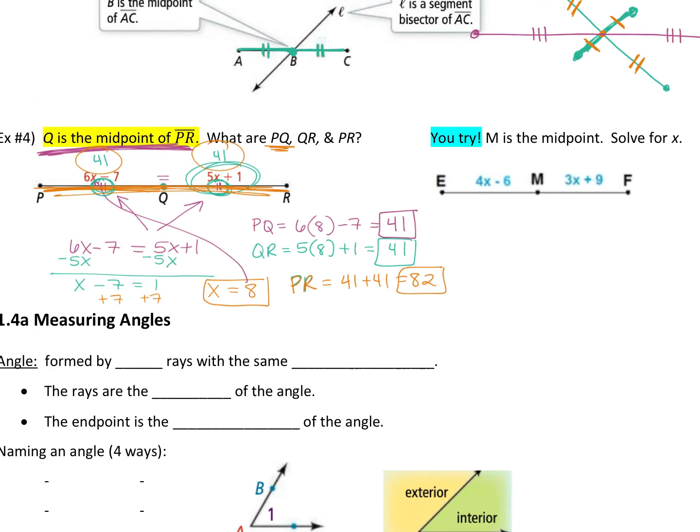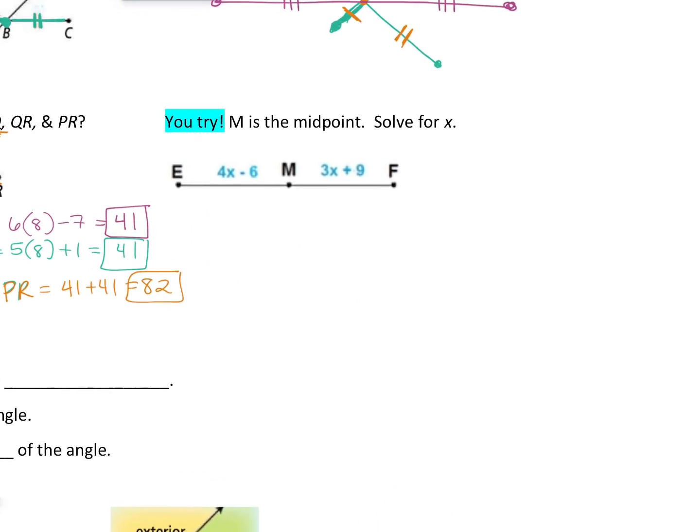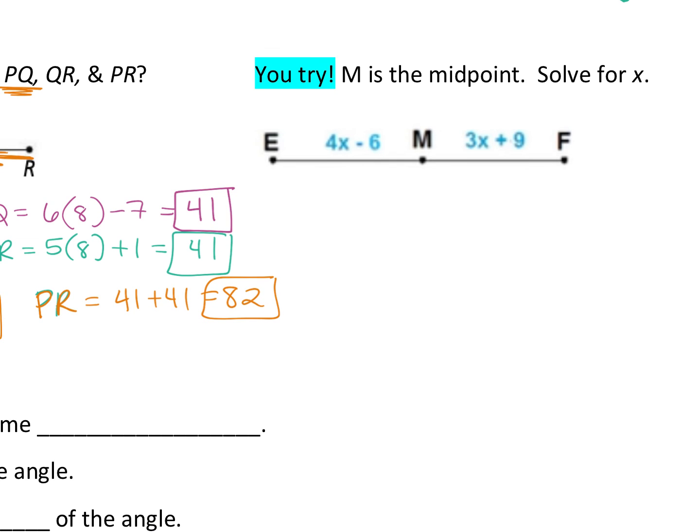Okay, so here's what you need to do. This problem is oh so very similar. I want you to try to solve it with some people around you. Work with a neighbor or 2 or 3 or 4 and see if you can figure that out. Tell me what you got.